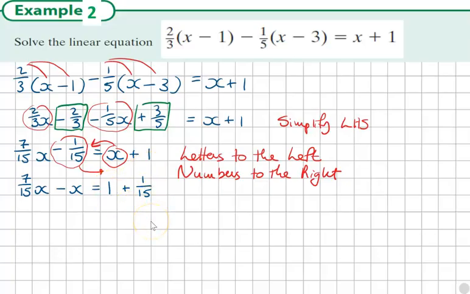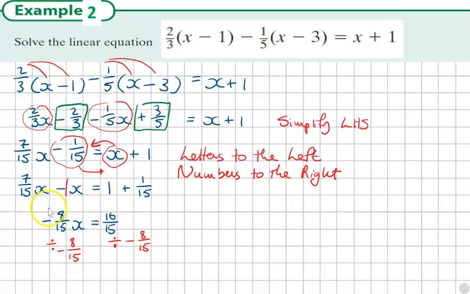So I'm going to simplify. So 7 over 15 minus 1 is minus 8 over 15. So I have minus 8 over 15x. And then 1 plus 1 over 15 is 16 over 15. So next we're going to divide both sides by minus 8 over 15 because that's stuck onto the x.